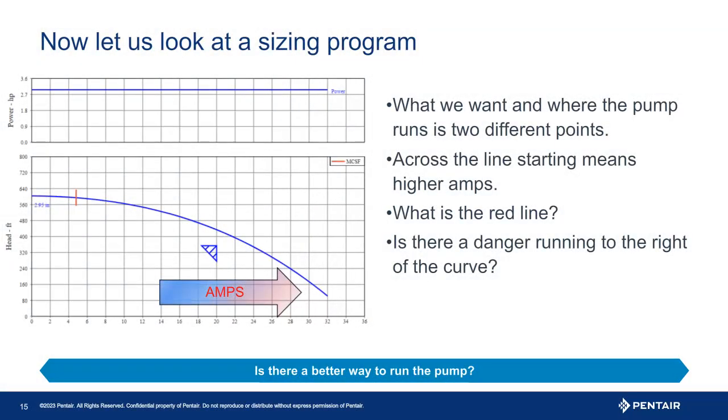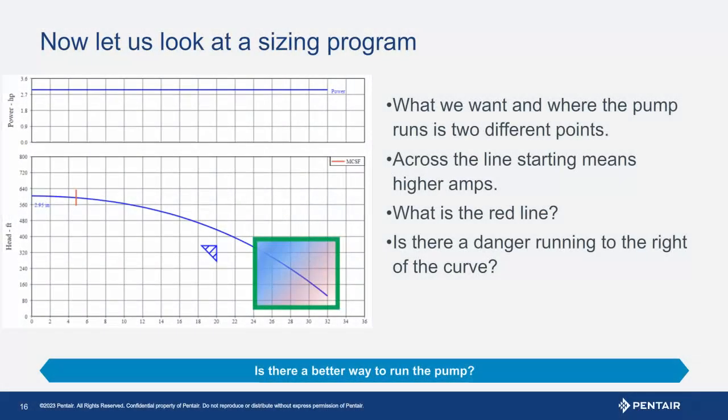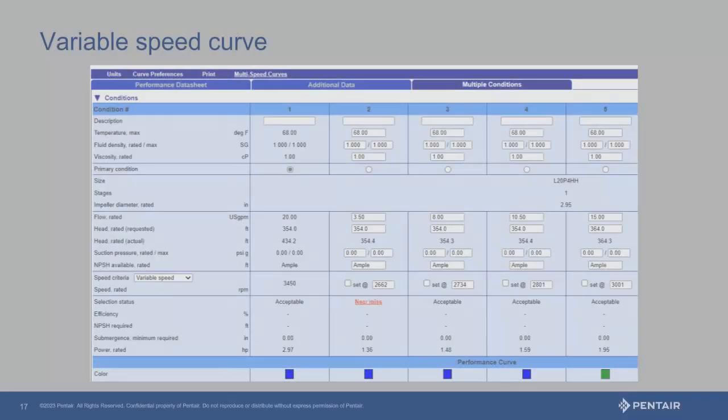It is also important to keep in mind that as you go to the right of the curve, the amps increase. The farther right you go, the higher the amps. And running on the right for a period of time will create excess heat in the motor and can cause premature motor failure. So again, keep to the middle of the curve.